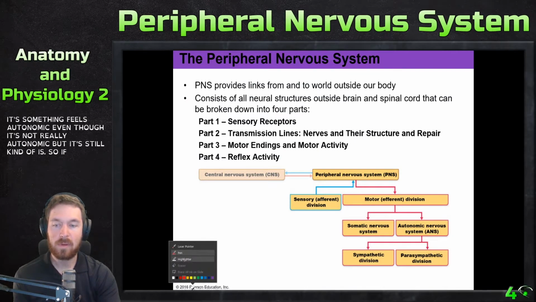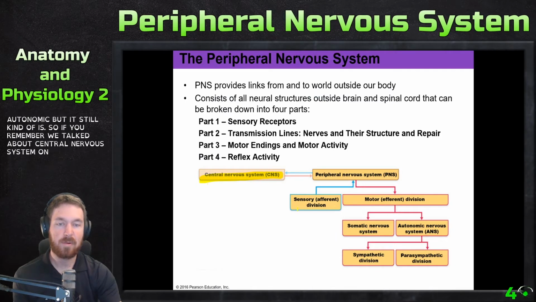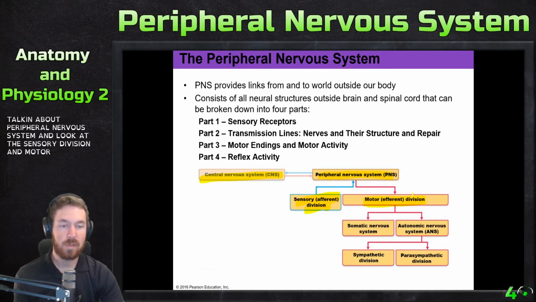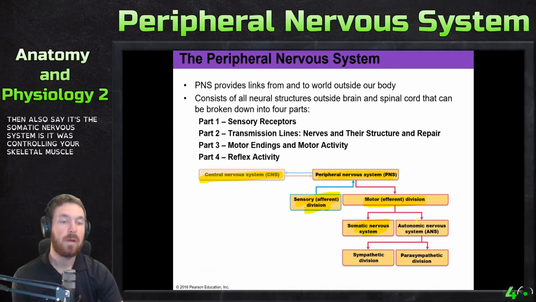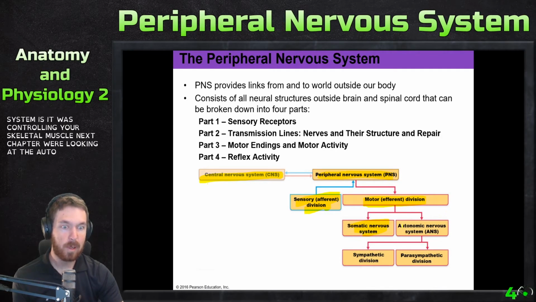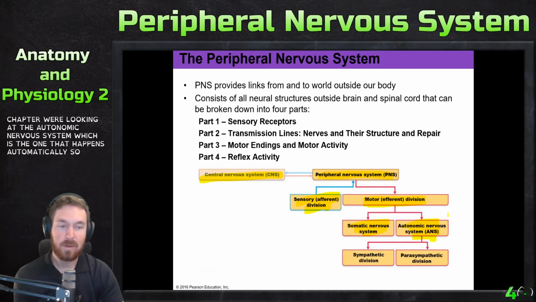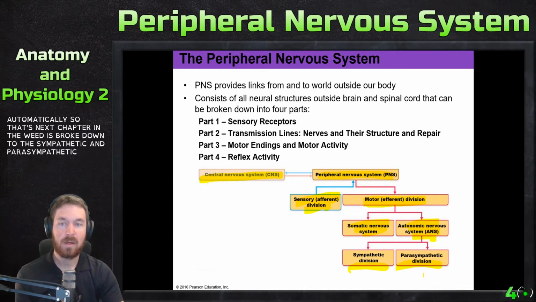If you remember, we talked about the central nervous system last chapter. Now we're going to be talking about the peripheral nervous system and looking at the sensory division and motor division. And then also today, it's the somatic nervous system. This is what's controlling your skeletal muscle. Next chapter, we're looking at the autonomic nervous system, which is the one that happens automatically. And that's broken down into the sympathetic and parasympathetic division.